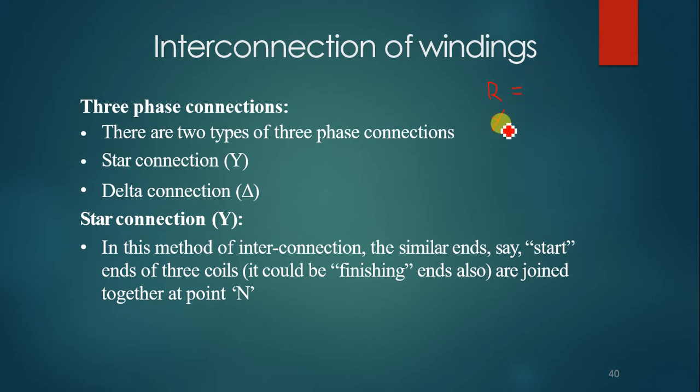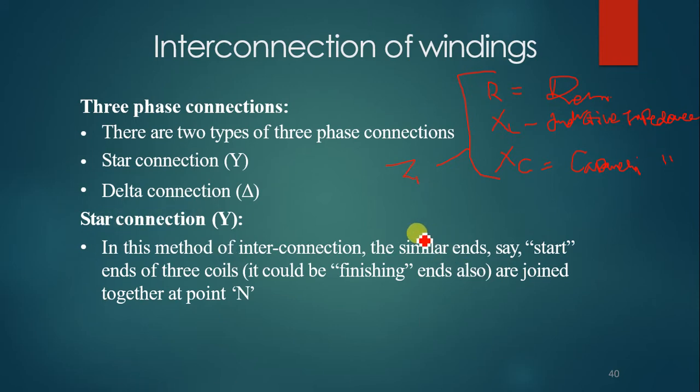XL is called the inductive impedance. XC is the capacitive impedance. This is just a simple resistance. Resistance will not have any impedance. It's a pure resistive load. A combination of all these things we call Z, or impedance, the simple cumulative impedance.